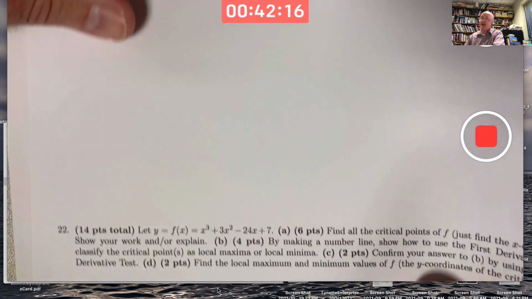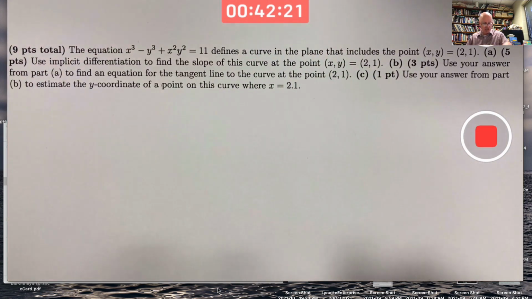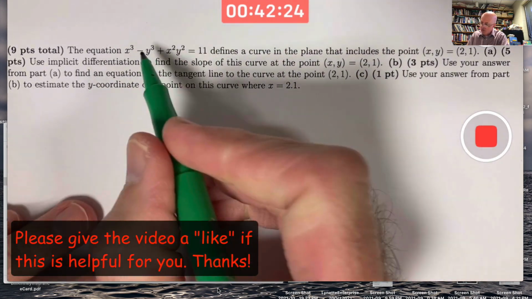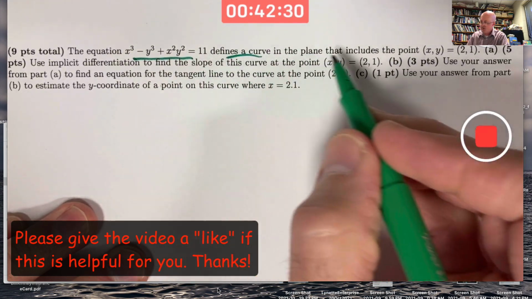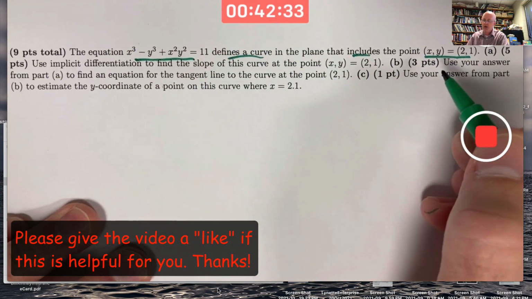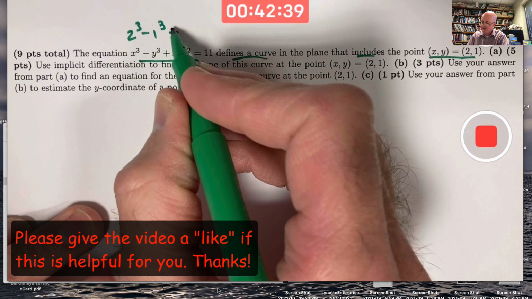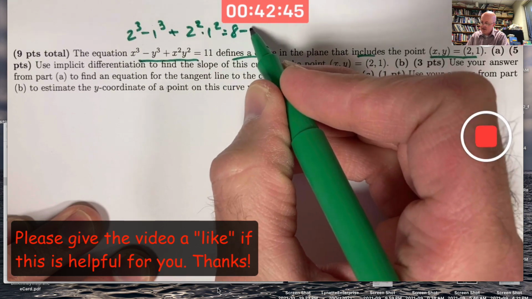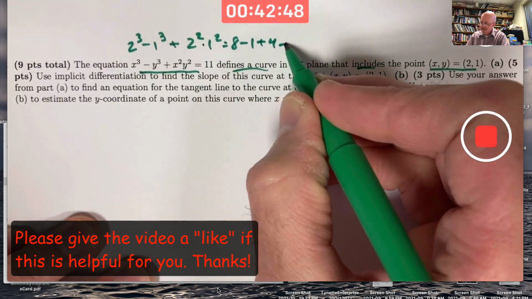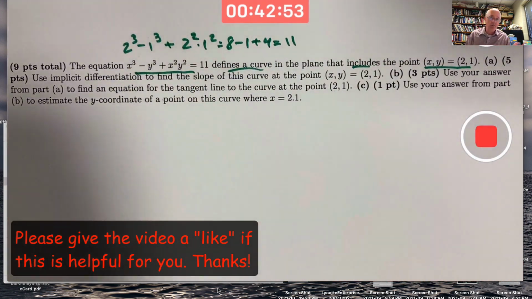Take a breath. Here we go. It's a very comprehensive exam here, exam questions. This is an implicit differentiation problem. This equation, it's got x cubed and y cubed and x squared times y squared, defines a curve in the plane that does include the point whose coordinates are (2, 1). You may want to double check that. You don't have to, but 2 cubed minus 1 cubed plus 2 squared times 1 squared is 8 minus 1 plus 4, which is indeed 11. So yes, it is on that curve. If it did not equal 11, it would not be on the curve.